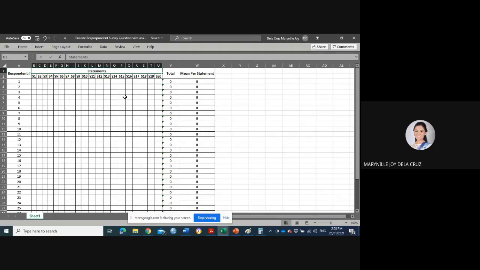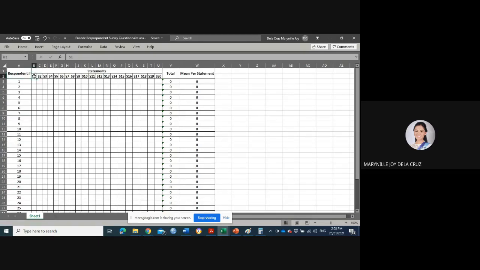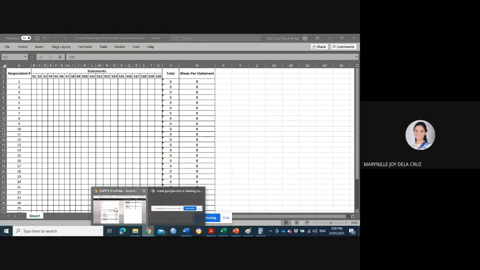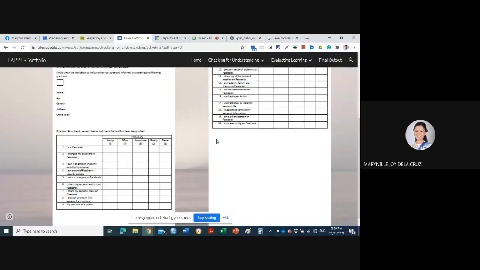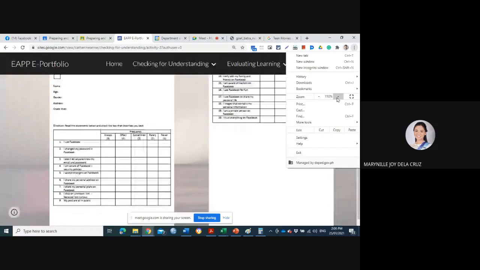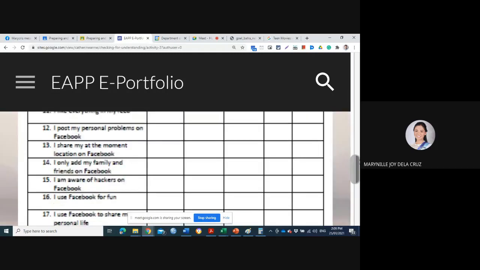For example, this is your first respondent, second, third, fourth, fifth, until the 30 respondents. And this is statement 1 of your questionnaire. It's 2, 3, 4, 5, until 20 item statements, like in this example. So as you can see, there are 20 statements, 1 to 20. Can you see it? Okay, 1 to 20.